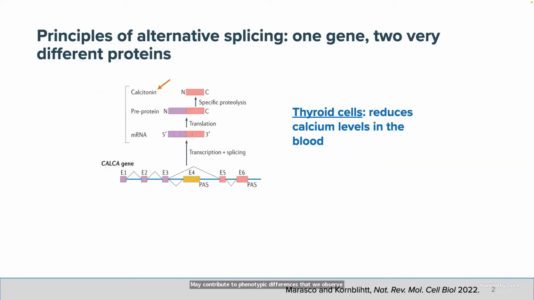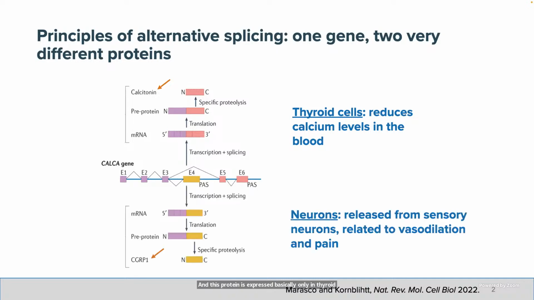To start off, we know that one of the core principles of alternative splicing is to contribute to the protein diversity that we observe among species. A nice example of this is this gene here called CALCA, which can be alternatively spliced to skip the yellow exon and produce the protein calcitonin. This protein is expressed basically only in thyroid cells, where it acts to reduce calcium levels in the blood.